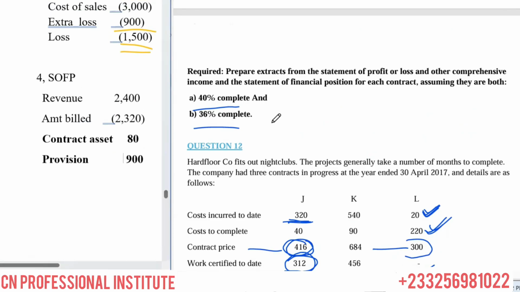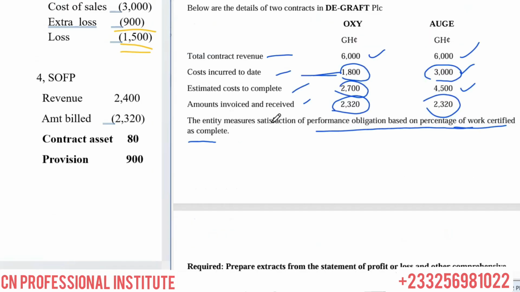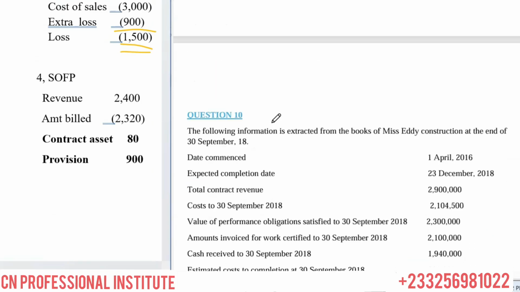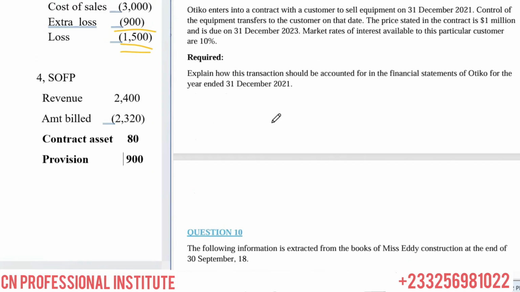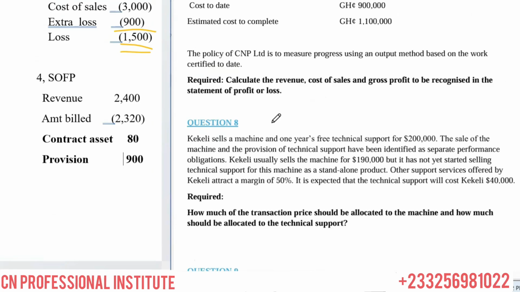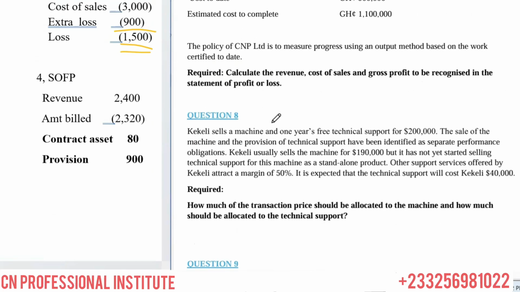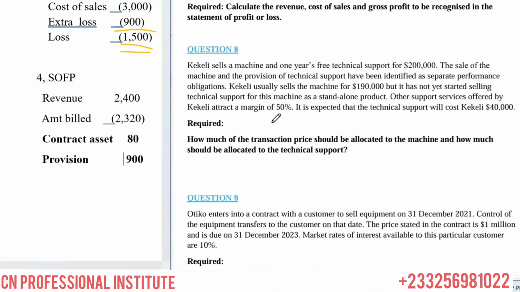Okay, that's it. Let's look at question 10. I'll come and explain question 10 to you. We saw question 9 in the main video. Question 8, we saw it in the main video, I mean in the normal IFRS 15 main video, not the question and answer session. But the only difference is that in that one we had a markup, but here we have a margin. So it's the same thing.